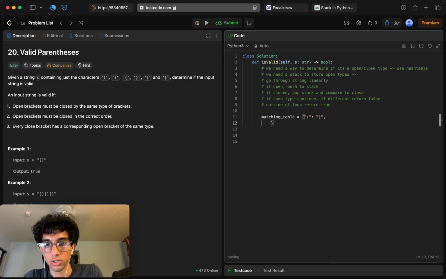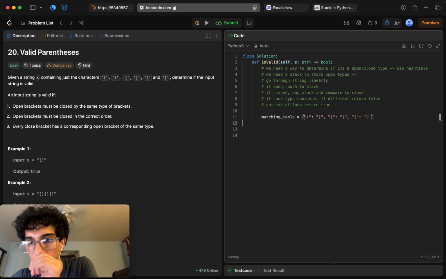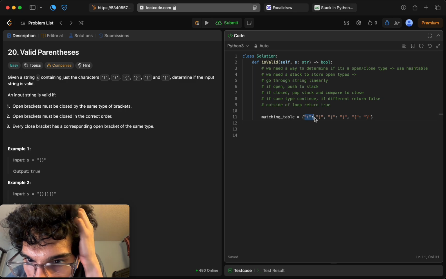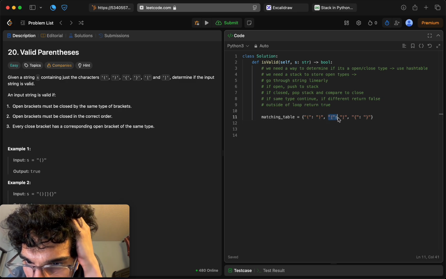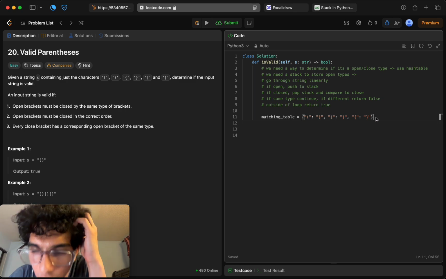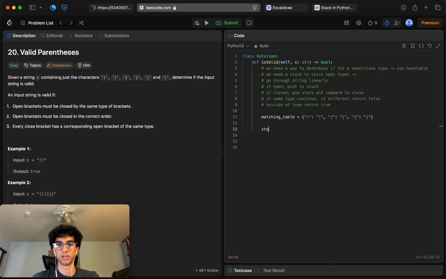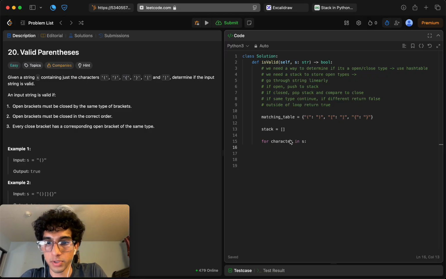Is this? No, I'm just not gonna deal with that. Where's this? Oh. Close. Okay. Is this syntactically correct? That looks right. Okay. Stack is equal to that, and go through the string linearly, for character in S.